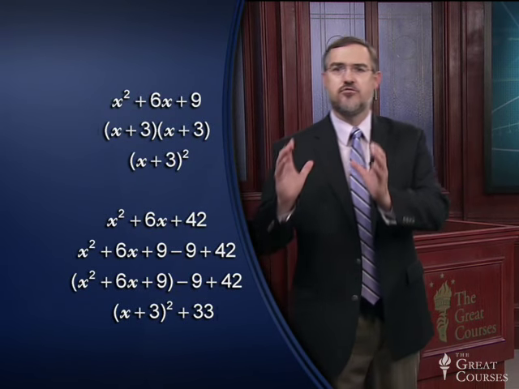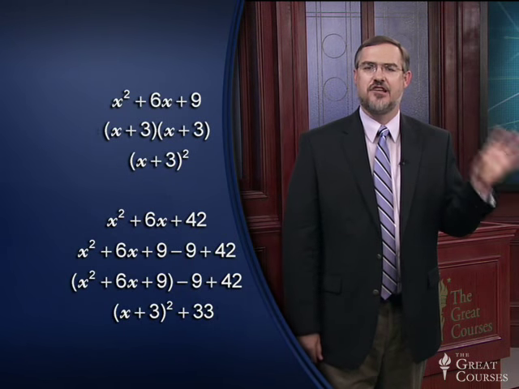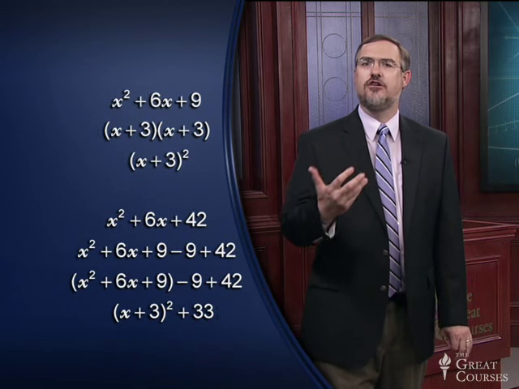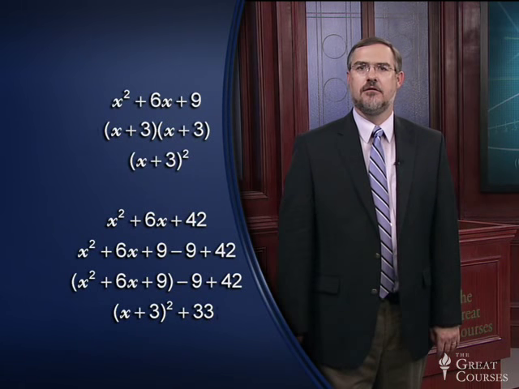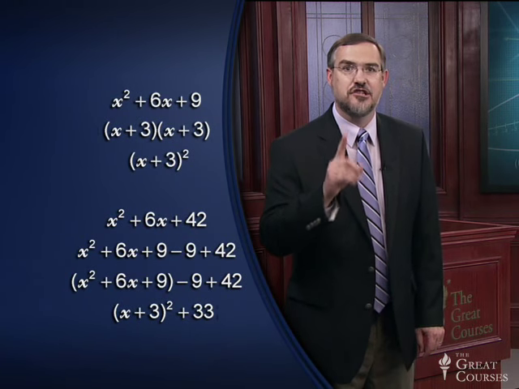Notice that what I've done now is written a part of this with a square plus an extra term that's hanging off on the end, the plus 33. I have successfully done what we call completing the square. But you might say to me, so what? Who cares? Well, here's why this is important.